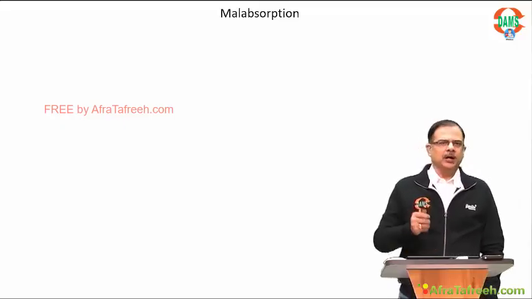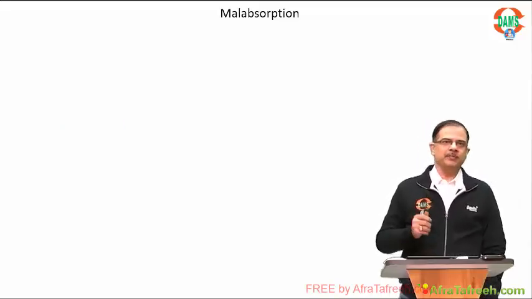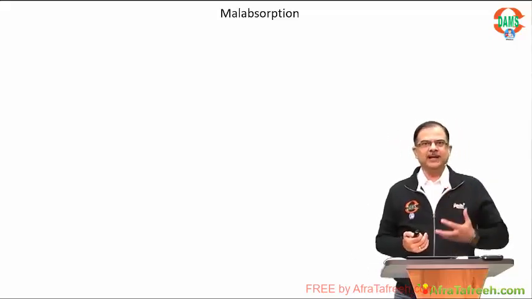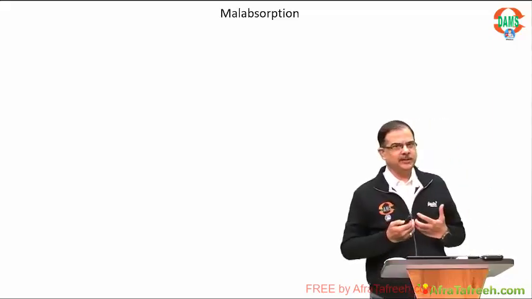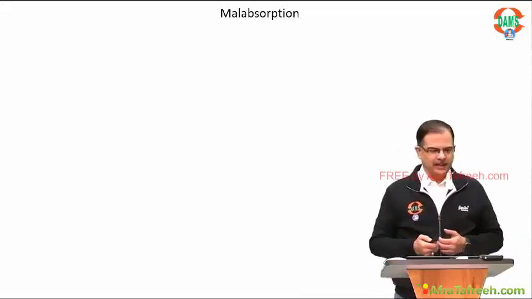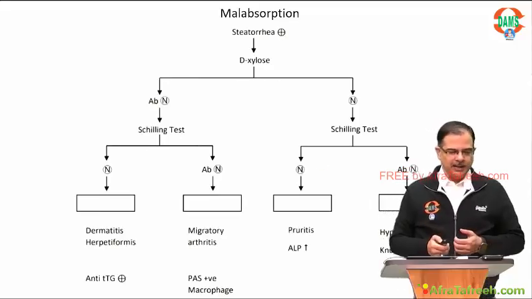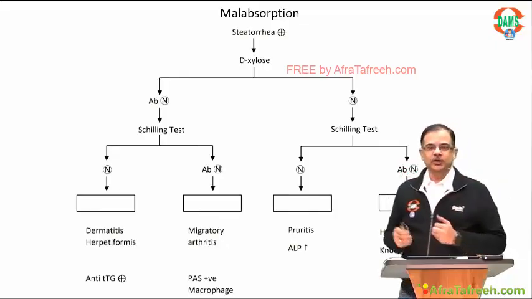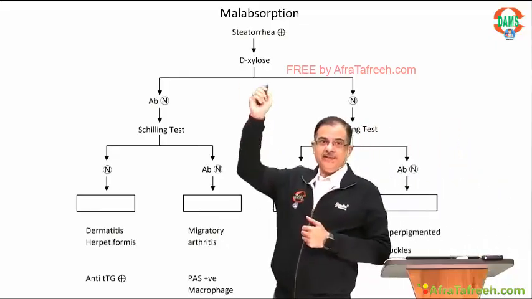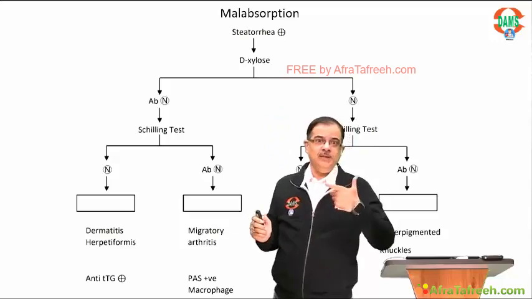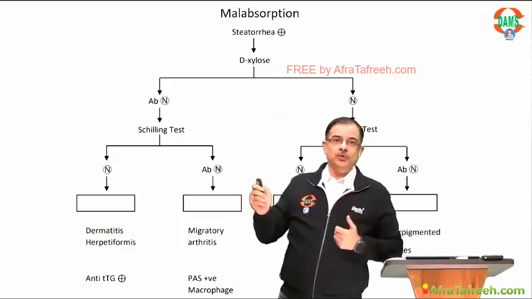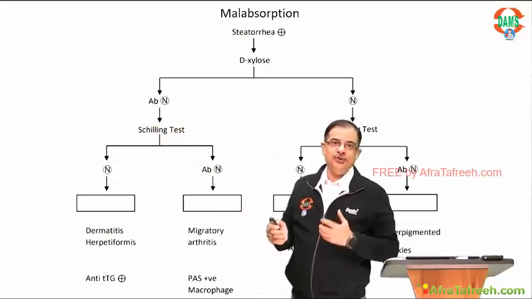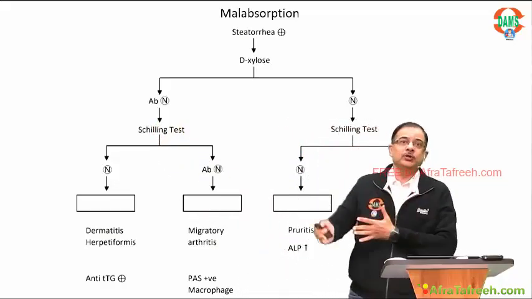Now malabsorption syndromes. The most common abnormality is fat malabsorption, and that is present in every patient of malabsorption syndrome. First we go for the D-xylose test. The D-xylose test is suggestive of proximal small intestinal involvement. So if D-xylose test is abnormal, then we look at the Schilling test. Schilling test is suggestive of distal small intestinal involvement.